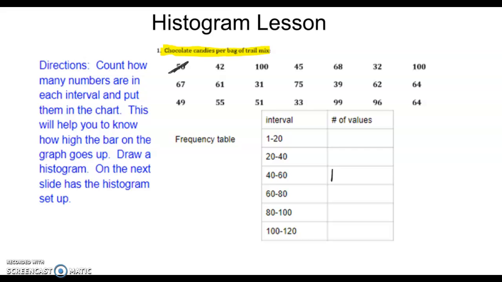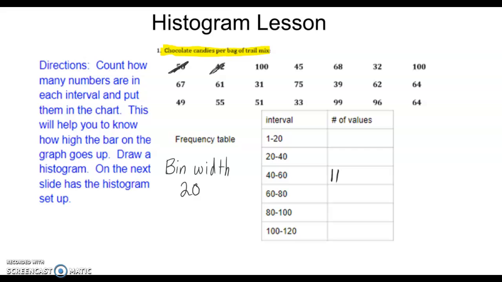Now, you can recognize that the intervals are going up by 20s. What that tells us actually is that our bin width, which we're going to talk about in a little bit, equals 20 because we're going up by 20s. So I'm just going to keep going by crossing stuff out. So our next number is 42. So that's going to be between 40 and 60.